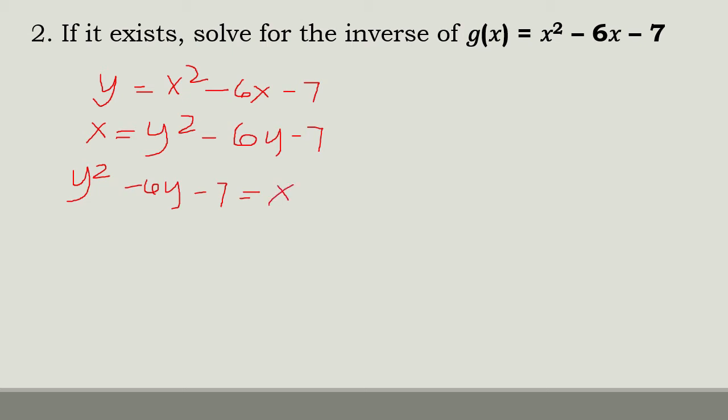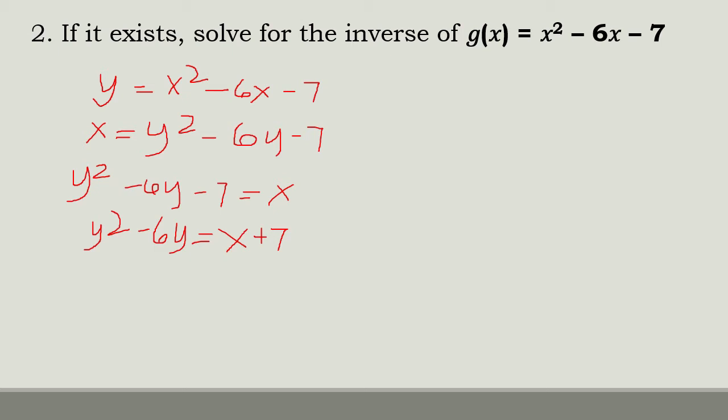So para mas madali nating ma-isolate yung y, we are going to transpose now negative 7 to the right side of the equation, so that y squared minus 6y is equal to x plus 7, since 7 is negative on the left of the equation. After transposing it to the right, it becomes positive.